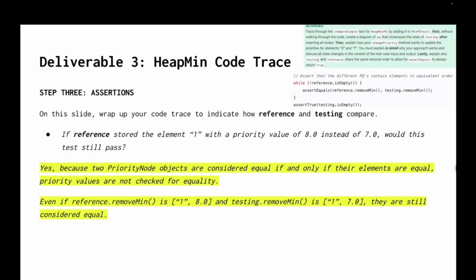And if the reference is storing element 1 with priority 8, and then the testing is storing element 1 with priority 7, this test should still pass because the two objects are only considered equal by their elements. The priority values are not checked for equality.